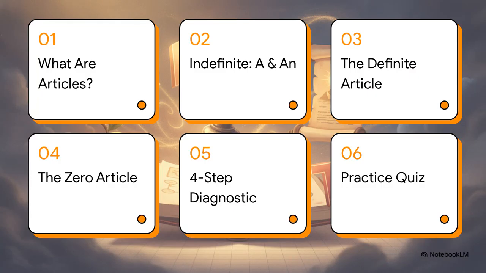Here's our quick roadmap for today. We'll start with what articles actually are, look at the indefinite a and an, move to the definite article the, cover the zero article, run through a 4-step diagnostic tool, and finish up with a practice quiz.